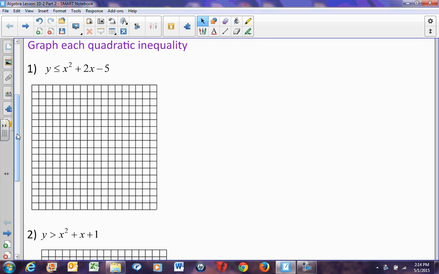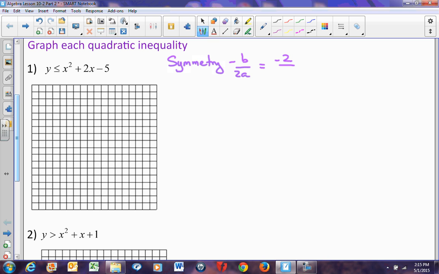Graph each quadratic inequality. The first thing I'm going to do to graph this inequality is determine my axis of symmetry. That's the easiest thing for me to do, which is negative b over 2a, if you remember. So in this case, it's going to be negative 2 over 2 times 1, which is negative 1. So my axis of symmetry is x equals negative 1, which means the x value for my vertex is negative 1.